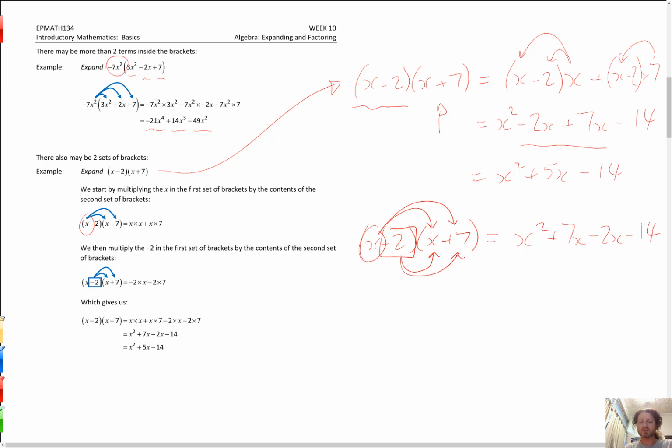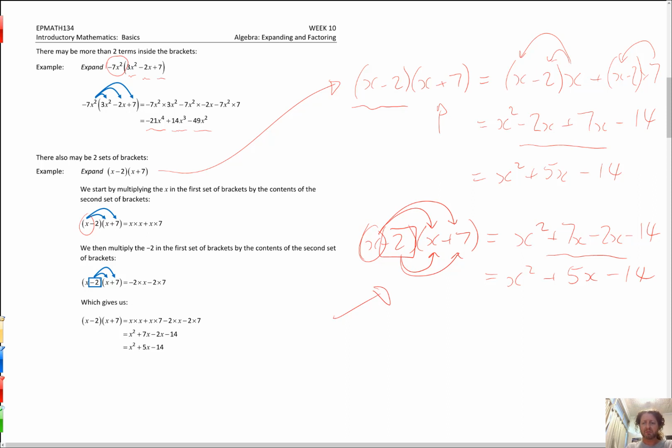So there's 4 bits. When you've got these two bracketed items, they get 4 bits in the answers. I've got two like terms in the middle again. Plus 7 minus 2, well we've got an x squared plus 5x minus 14. So you can see why I prefer the second method to the first. It's quicker. So that's the way we're going to do all of them. Exactly like we've done here.